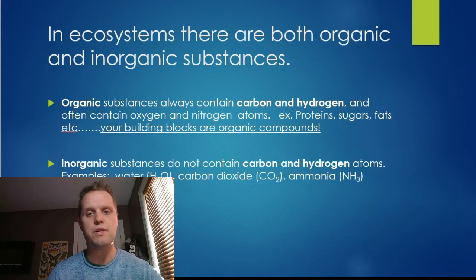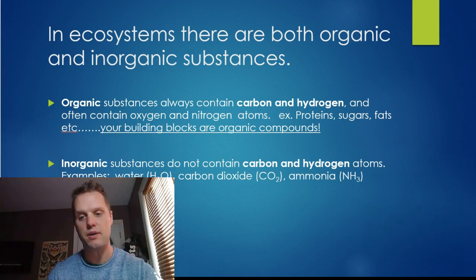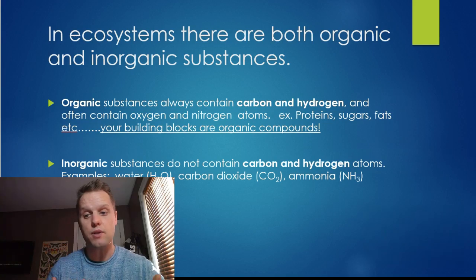In ecosystems, there are two categories of substances or chemicals. The first type is organic and the second type is inorganic. Now, organic substances usually contain carbon and hydrogen, also sometimes oxygen and nitrogen, and they can be things like proteins, sugars, fats, etc. And these are the building blocks for organic compounds. And organic compounds are living compounds, so any compound that comes from a living organism.